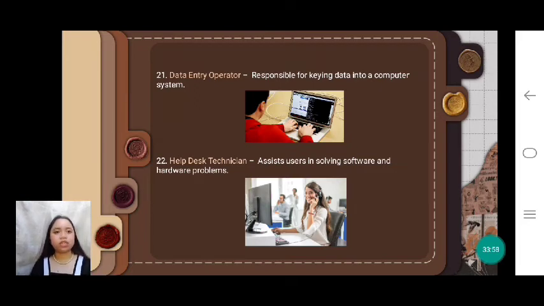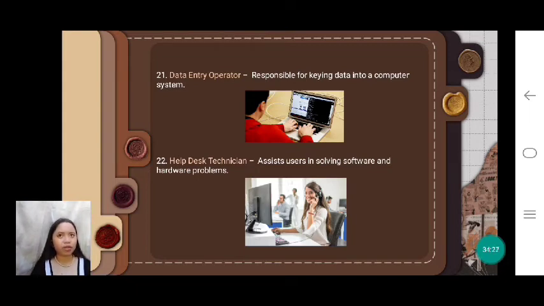Number 22. Help desk technician. Assists users in solving software and hardware problems. So they are the ones who assist users in solving software and hardware problems. Help desk technician is the one who assists the users in solving software and hardware problems.